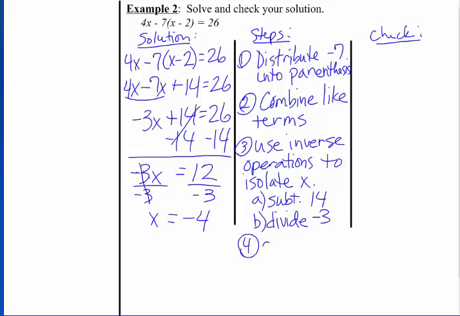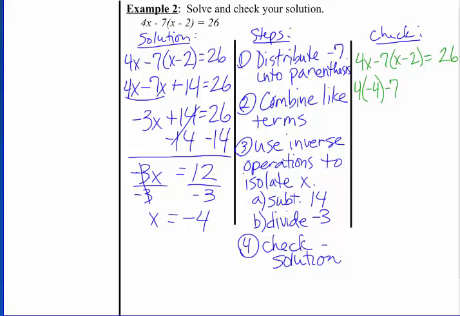So the last thing we want to do is check it. So you want to check your solution. On the right column, we're going to copy down the problem. 4x minus 7 times x minus 2 equals 26. We are going to substitute our -4 into the equation. So 4 times -4 minus 7 times -4 minus 2 equals 26.